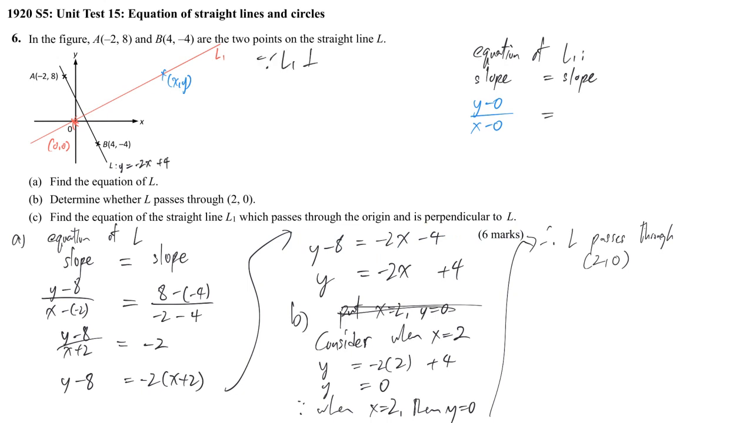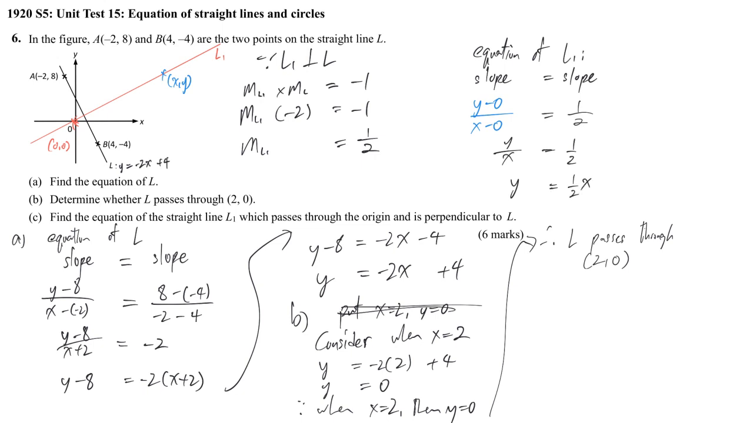Since L1 is perpendicular to L, the direct implication is M_L1 times M_L should equal -1. The product of the slopes should equal -1. We already know the slope of the original line is -2. So we replace it by -2, and then we know the slope of L1 is equal to 1/2. Therefore, the exact value of the slope is 1/2 after calculation. y over x is equal to 1/2. y is equal to 1/2 times x.